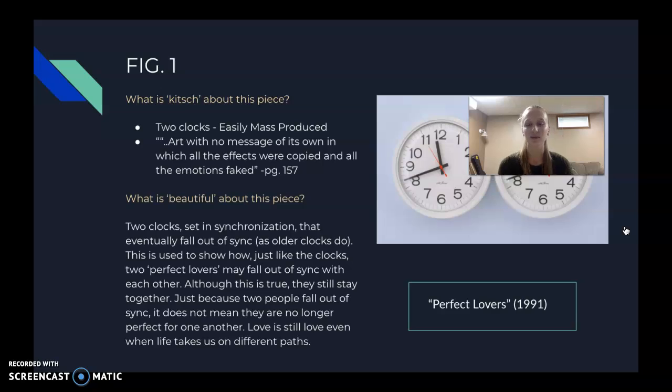If you're anything like me, your first reaction will be, well, that's just two clocks. I could easily imitate this art, go to Walmart, pick some up. It's not something that is hard to do.